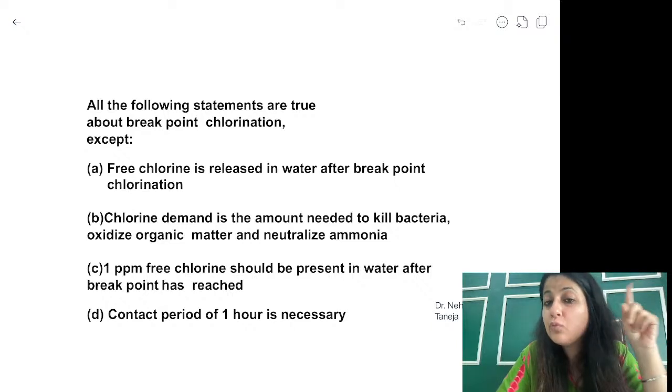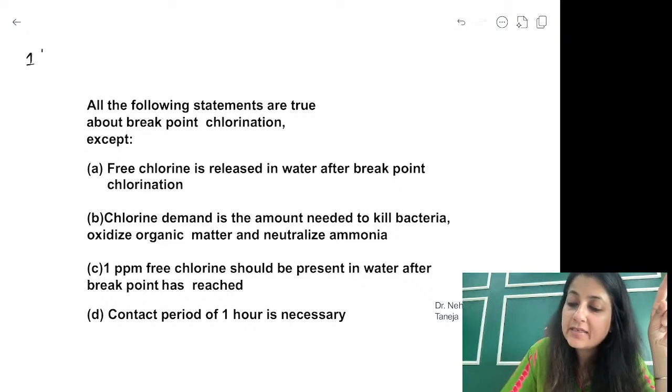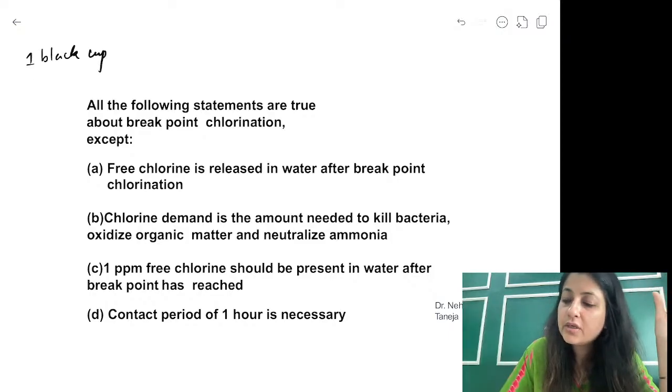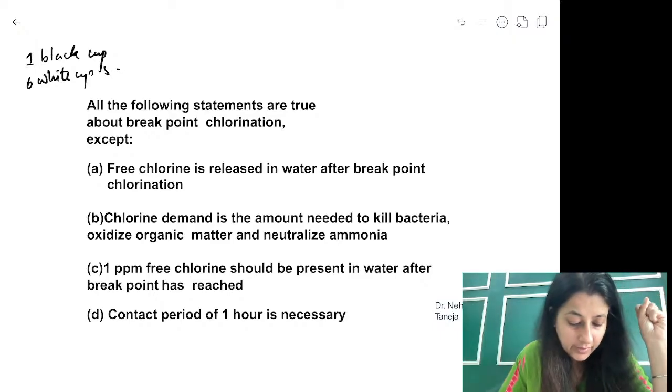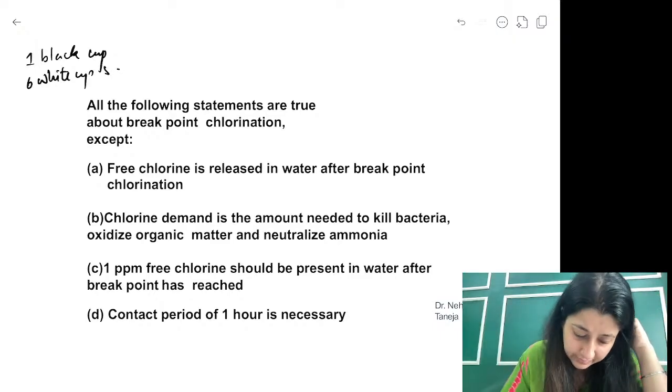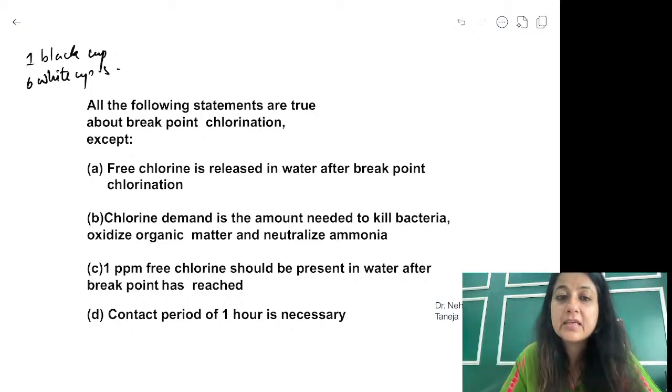Suhana, it is 1 black cup and 6 white cups. Okay, 1 black cup in which you prepare the solution, and there are 6 white cups. Okay, Suhana. Alright, what is it that you're answering? Some are writing C, some are writing D, mostly everybody is writing C. Let's check it out.